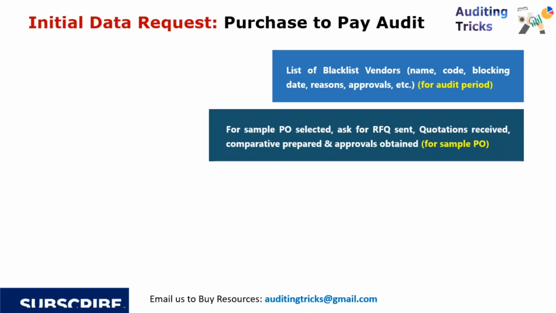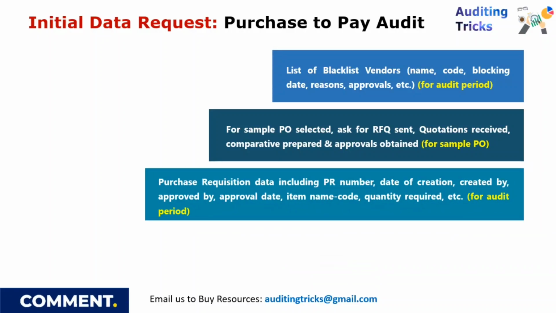For the sample POs which you will be testing, you can ask for the request for quotation which was sent to the vendors initially to obtain the quotations, the original quotations which were received, the comparative statement which was prepared for the 2 or 3 vendors from whom the quotations were received, and the approvals which were obtained to finalize the selected vendor. You can ask this for the sample POs.